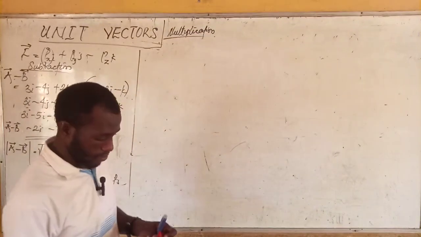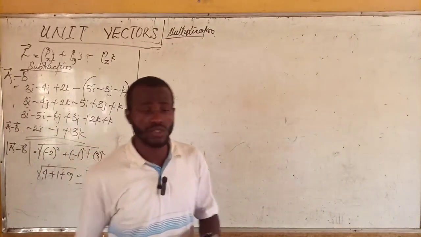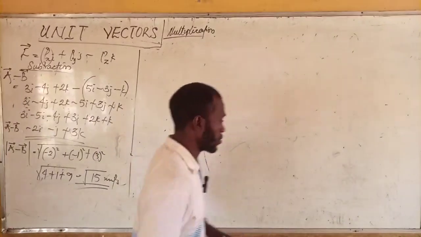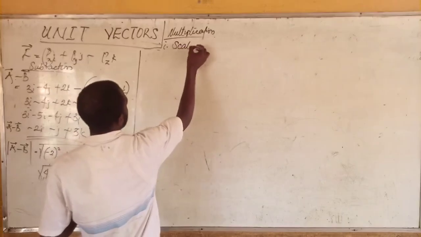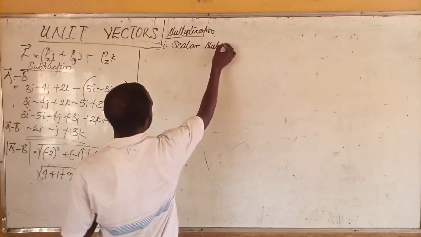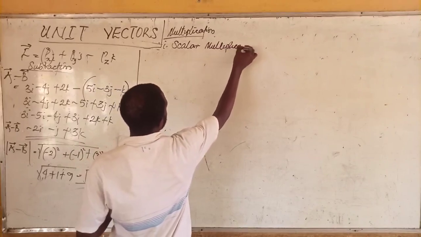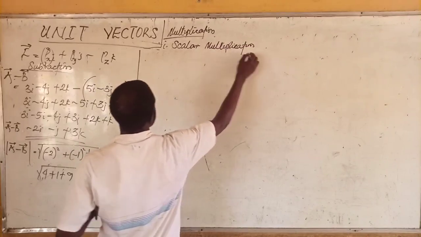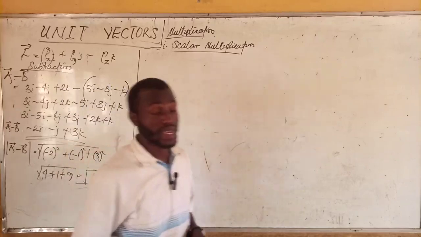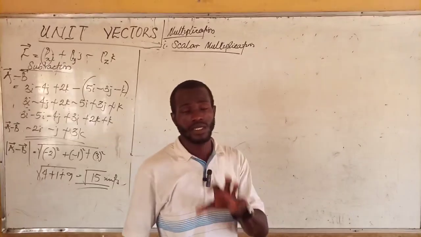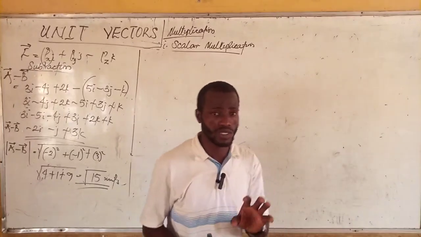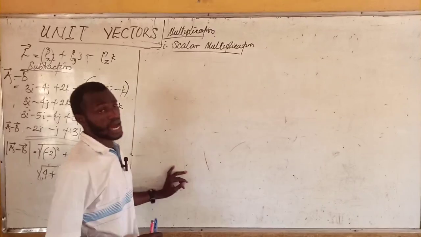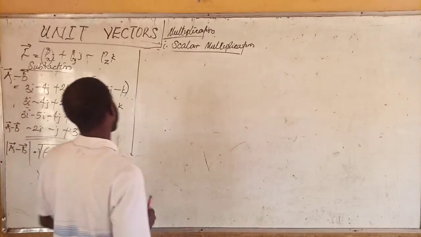Multiplication of unit vectors. The first thing you should know is that there are two types of multiplication of unit vectors. We have what we call the scalar multiplication. I'm going to make a video on the use of scalar multiplication and the use of vector multiplication, because it's going to be short. Is that okay? But here, let's first learn how to do the scalar multiplication.